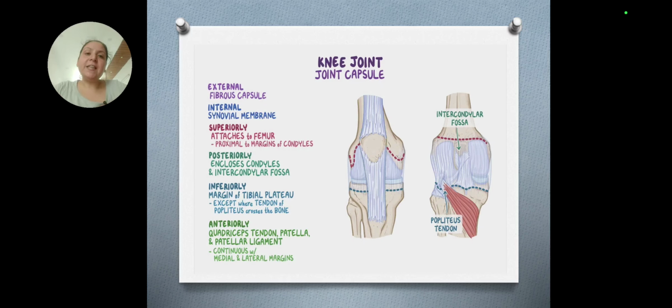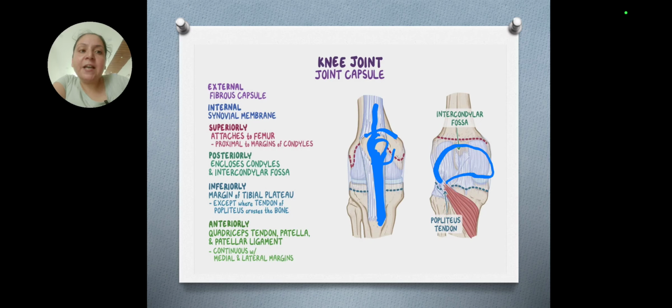Now if we see the joint capsule from the anterior side, you see the joint capsule is covering the quadriceps tendon, the patella, and the patellar ligament or the patellar tendon. And posteriorly, it is covering the condyles, the 2 condyles and the intercondylar fossa. It is covering this area.